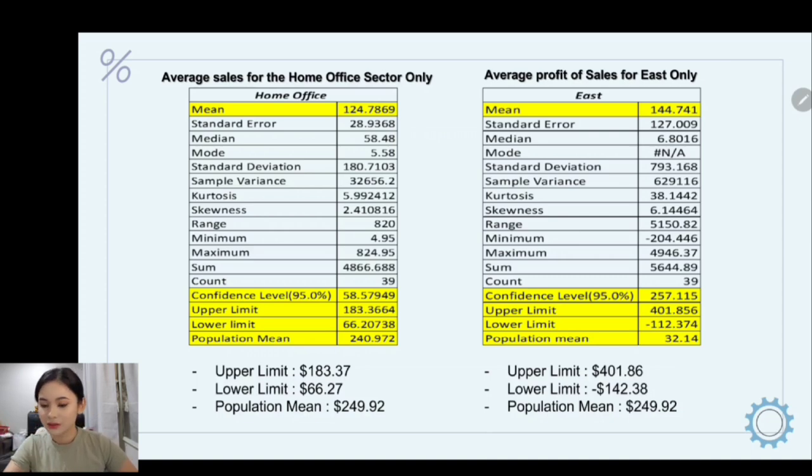And if you look at the right side, this is the average profit of sales for East only. In East, the upper limit is $401.86 and the lower limit is negative $142.38. And I am 95% confident that the population mean is between the confidence interval. The population mean is also 249.92. Now let's look at the next slide again.